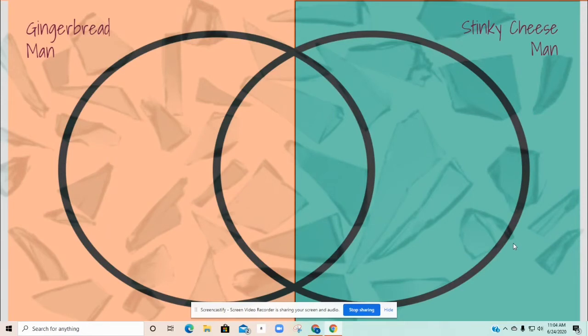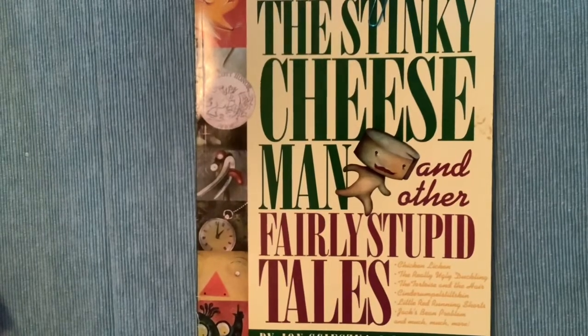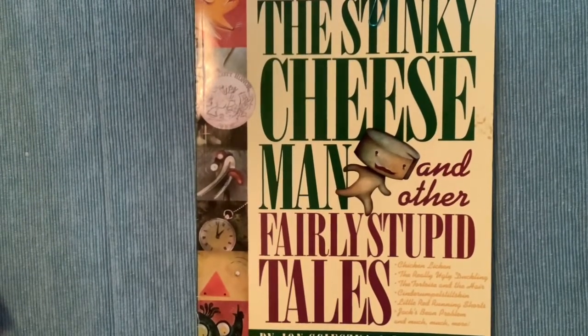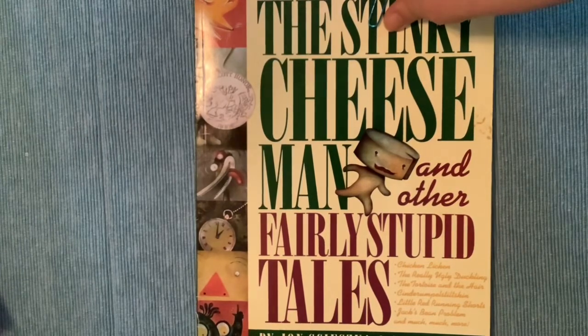Now I'm going to play a video of reading The Stinky Cheese Man. I want you to think about, maybe go ahead and draw a Venn diagram on a piece of paper, how the gingerbread man and the stinky cheese man compare and how they contrast, how they are the same. The book that we're using today is called The Stinky Cheese Man and Other Fairly Stupid Tales by Jon Scieszka and Lane Smith. Now, we're only going to do one story from this book, but there are several stories in this book that you could pick from. But this one's my favorite.